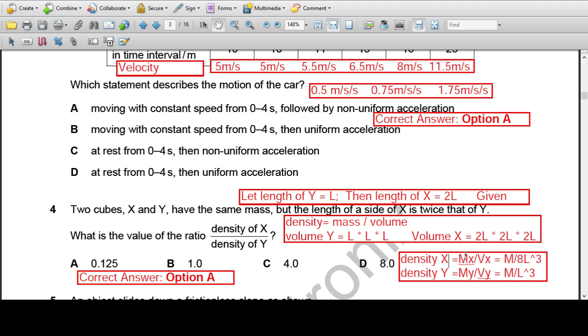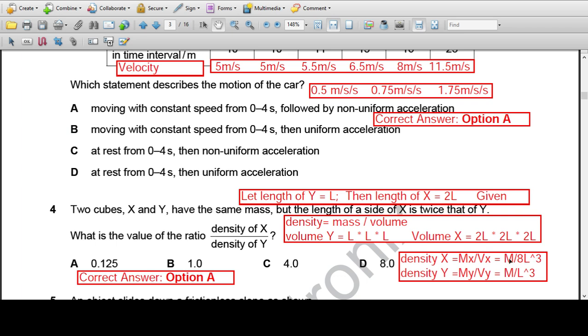This is x and this is y. So density of x is mass of x over volume of x. Mass of x is m and volume of x is 8L cube, so we write down 8L cube here. And density of y is mass of y divided by volume of y, which is L cube. So this is density of y, and we have to find the ratio of density of x divided by density of y.